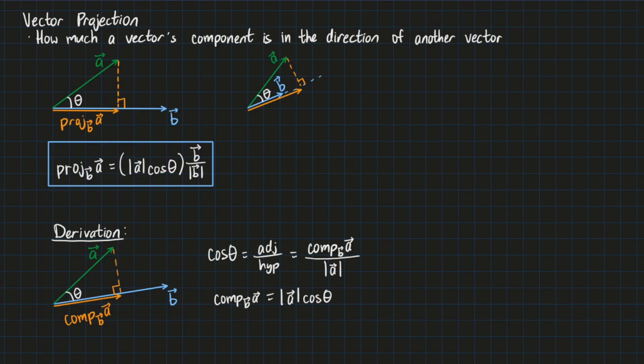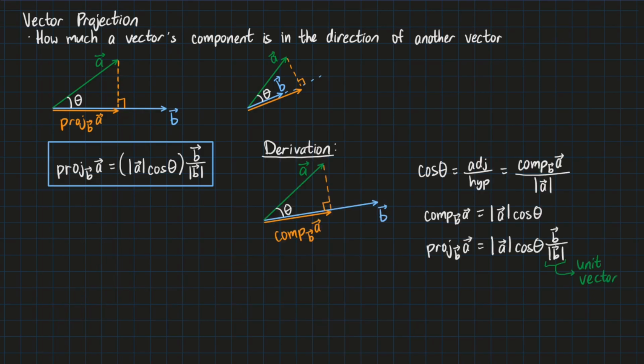For projection, we have the same thing, but this time we multiply it with vector B divided by the magnitude of vector B. Remember, from the last video, we said that a vector divided by the magnitude of itself is a unit vector, and this just determines the direction. The scalar is the magnitude of A times cosine theta. So the magnitude of A times cosine theta gives the length, and vector B divided by the magnitude of vector B gives the direction. So I'll put this to the side for now.